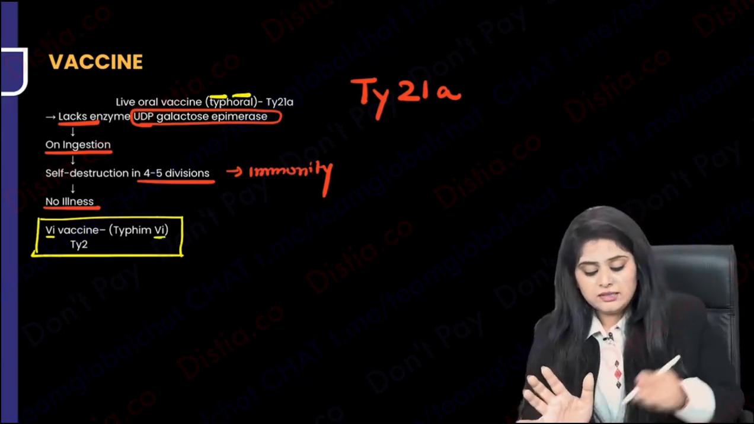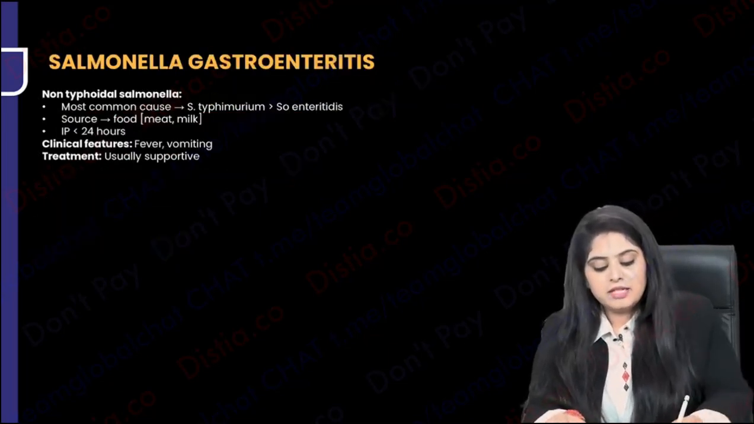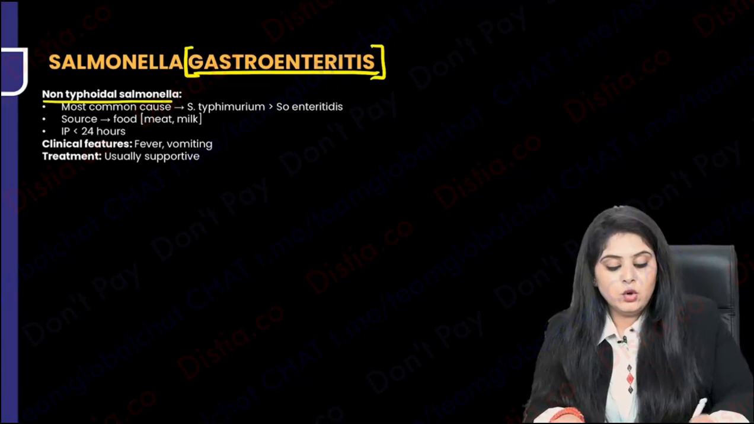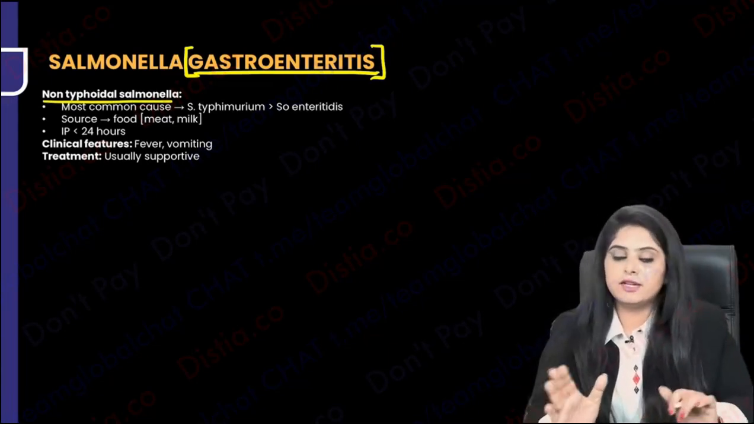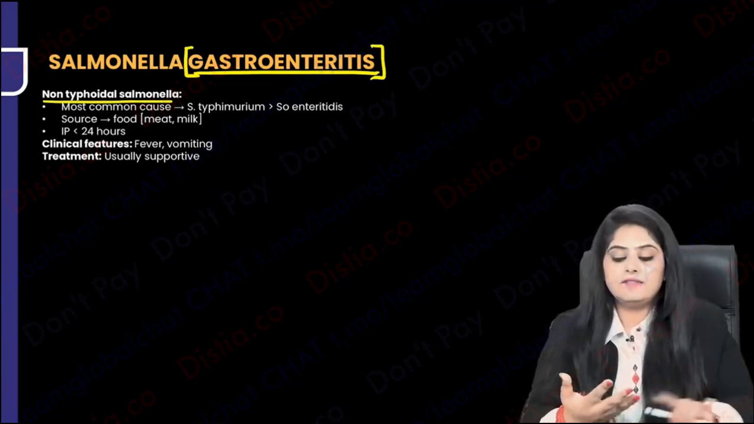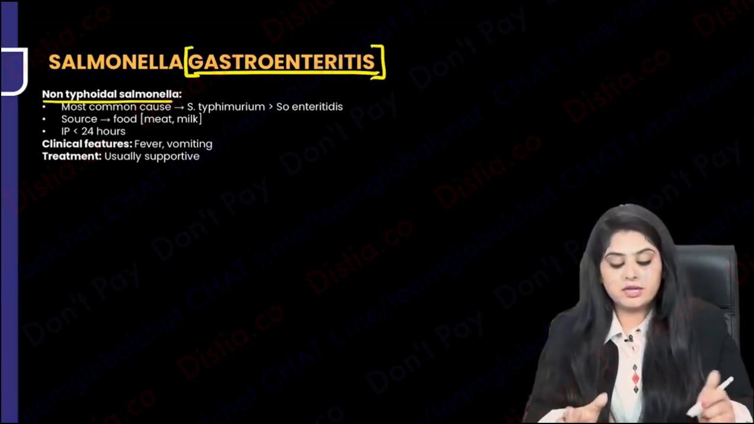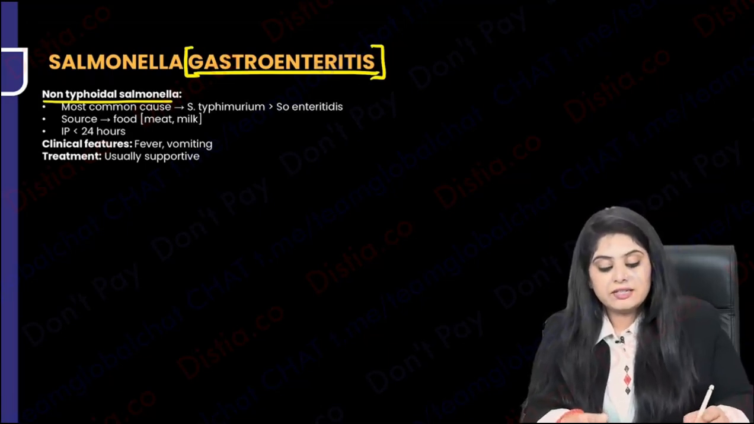Now, what other typhoid species do you know? Just one slide about it. There is something known as Salmonella gastroenteritis. This is a type of non-typhoidal Salmonella. Remember the first slide I told you, typhoidal and non-typhoidal. Typhoidal you've done, typhi, paratyphi A, paratyphi B and all of that. Now we come to non-typhoidal. Salmonella gastroenteritis. So gastroenteritis is one name.